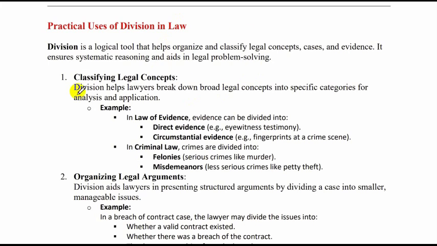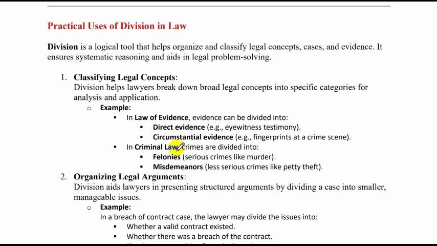Classifying legal concepts. Division helps lawyers break down broad legal concepts into specific categories for analysis and application. For example, in law of evidence, evidence can be divided into direct evidence and circumstantial evidence. Direct evidence would be eyewitness testimony, and circumstantial evidence would include fingerprints at the crime scene.